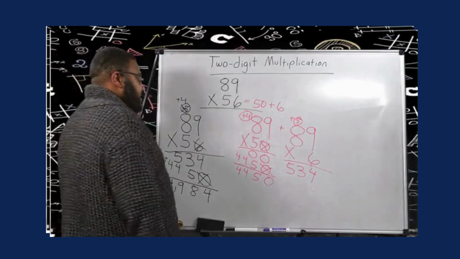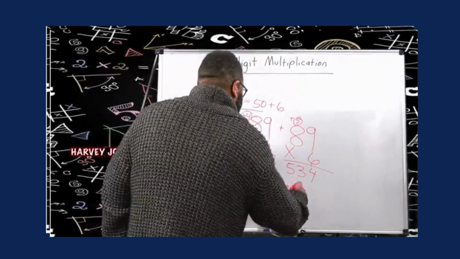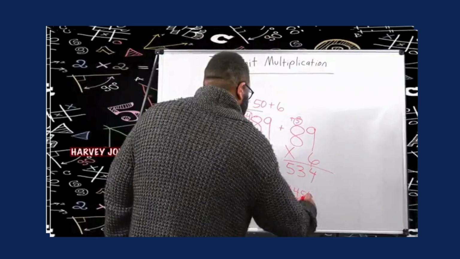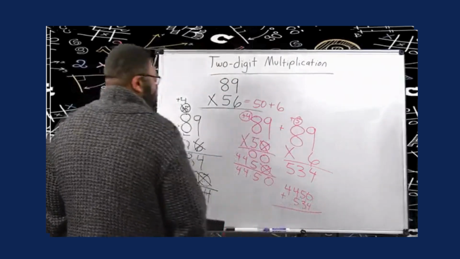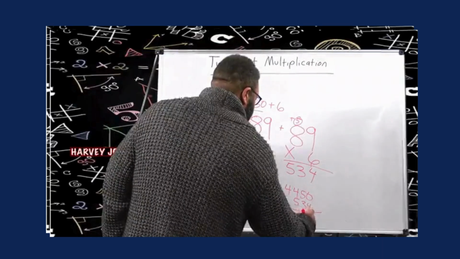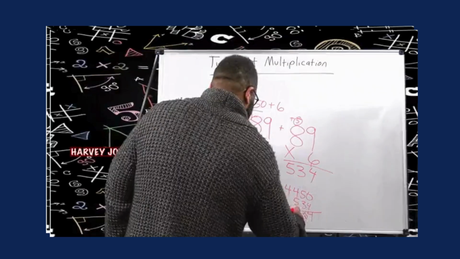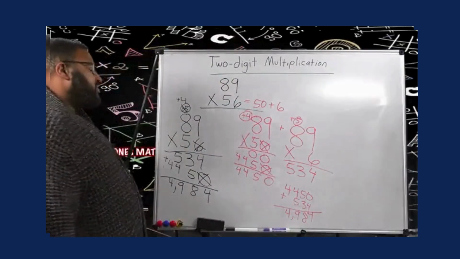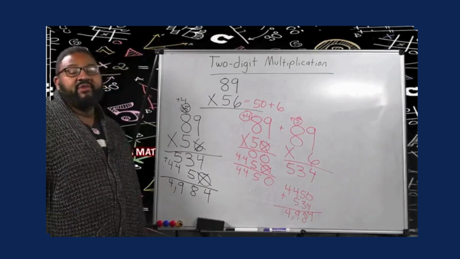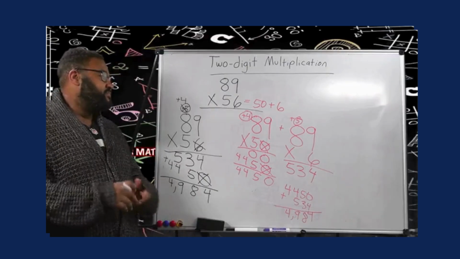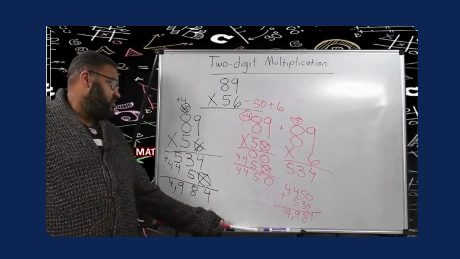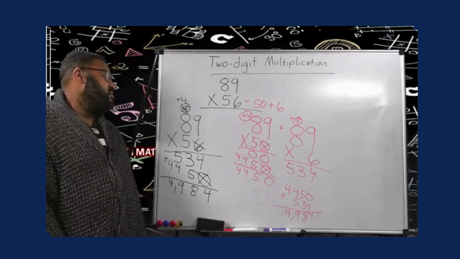So now, guess what I need to do? I need to add these here. 4,450 plus 534. You already know the answer, because this is my check, and I'm going to do one more double check. 8, 9, 4. Guess what, folks? 4,984. The only difference, they're in different colors. They're the exact same number. Questions or concerns?